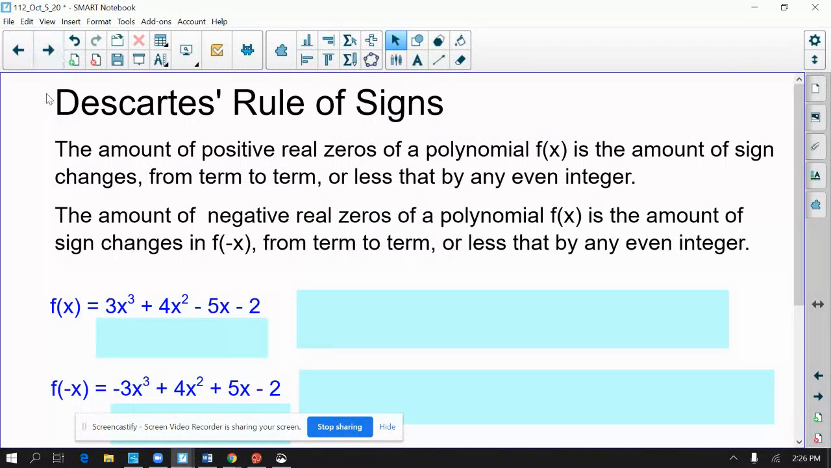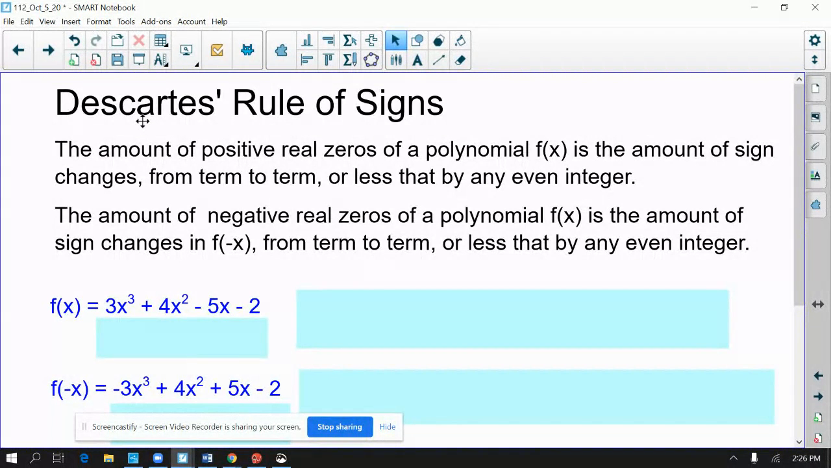Then there's something called Descartes' rule of signs. René Descartes, French philosopher and mathematician. He is the "I think therefore I am" guy and contributed a lot to philosophy and some mathematics. So this is a very fringe-worthy kind of idea.